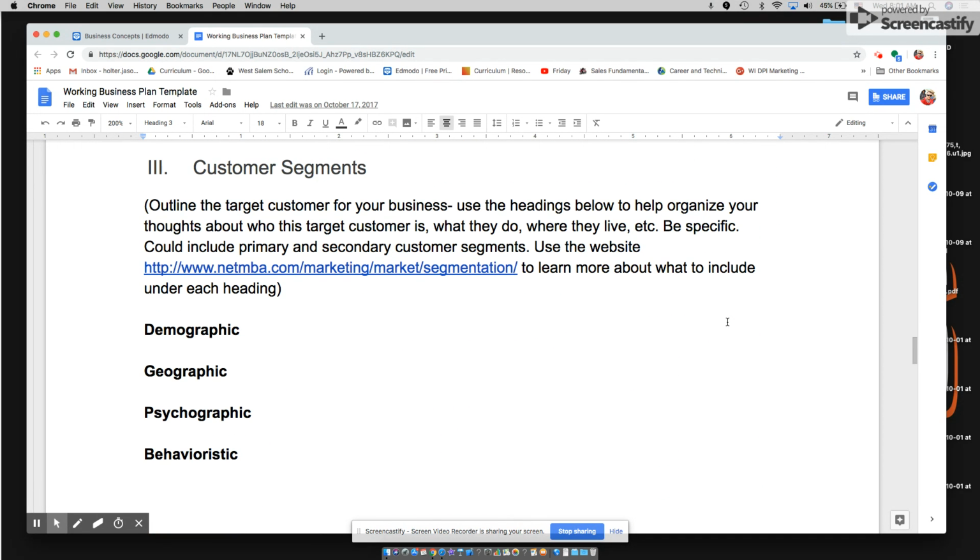So that's section 2. Section 3 is going to be customer segments. This one is going to get much more difficult. This is probably one of the more difficult parts of the paper that people really have a problem wrapping their head around. Outline the target customer for your business using the headings below to organize your thoughts about who this target customer is, what they do, where they live, and so on. This could be your primary or secondary customer segments. This website is going to be your savior on this one. This is critically important. So please don't ask me where you can go to find demographic information, because this website is pretty much just the best.